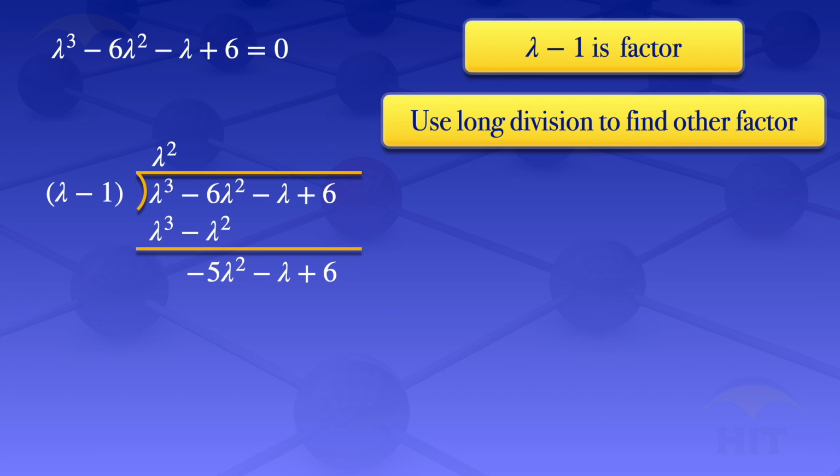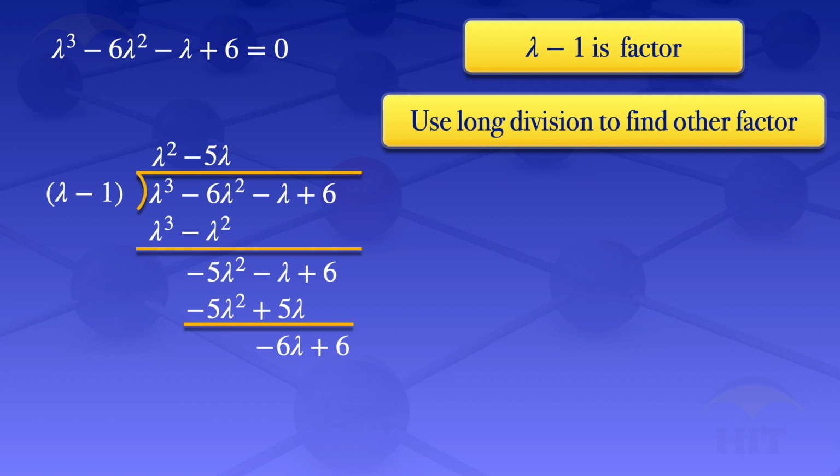And the leading term now there is minus 5 lambda squared. Divided by lambda, then we have minus 5 lambda. Multiply the minus 5 lambda by lambda minus 1, and we have minus 5 lambda squared plus 5 lambda. Subtract from above, then we have minus 5 lambda squared minus 5 lambda squared, it's a 0. Minus lambda minus 5 lambda gives us minus 6 lambda, then the plus 6.